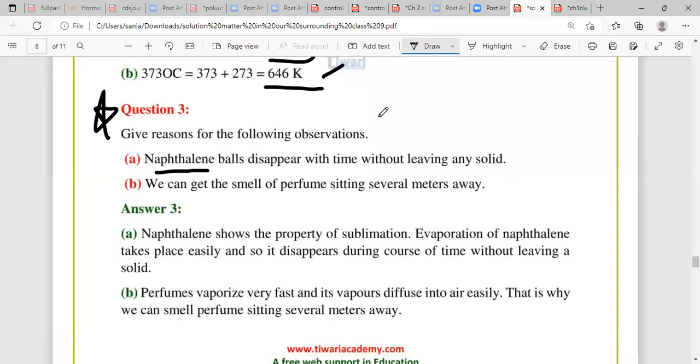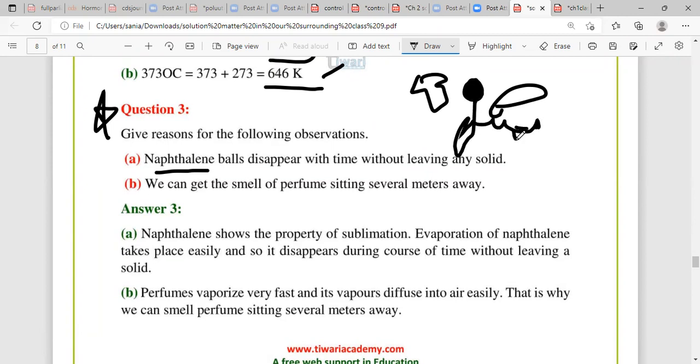Naphthalene balls are basically those white color balls which we keep inside our clothes. When your mom does room cleaning or something like that, in your beds also she keeps this white color thing. It smells good. In Hindi, it's like kapoor. So basically, this is naphthalene balls. They are of white color.